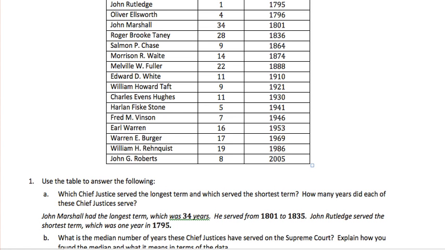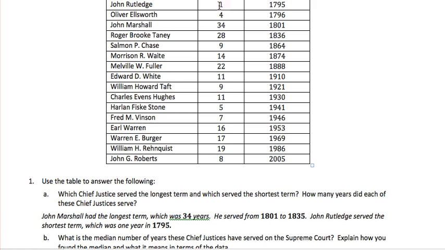Next, we want to determine the median number of years these Chief Justices have served on the Supreme Court. Now, to find the median, remember, we will have to put the data in order from least to greatest. So we'll have to spend a little bit of time.